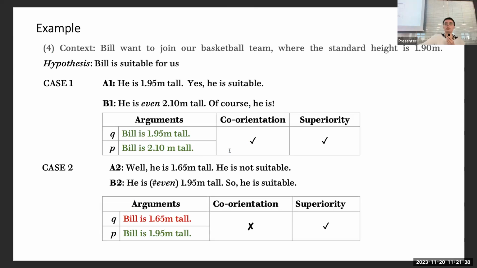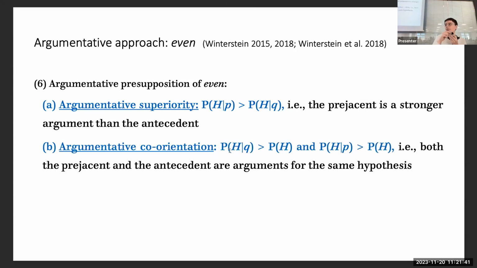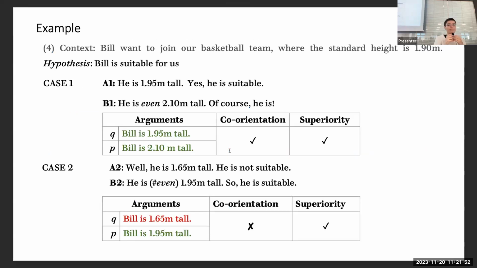Okay, so now to show you that both the argumentative and the degree-based approaches successfully capture the same amount of data, I'm going to illustrate it on the same example that we just had. So reminding you the context, Bill wants to join the basketball team and the standard height is 1.19. And our hypothesis here is Bill is suitable for us. So again, same cases. Case one: A, he's 1.95 meters tall, yes, he's suitable. And B, he is even 2.10 meters tall, of course he is. All right, let's consider this example in argumentative terms now. We can see that both the superiority and the orientation requirements are met, and that makes case one a felicitous case.